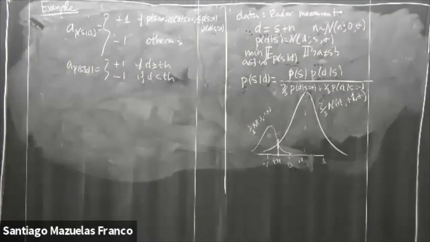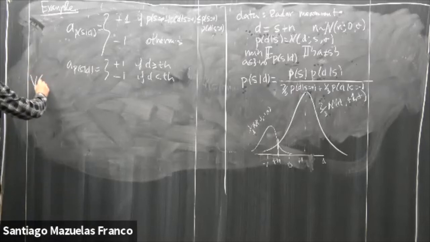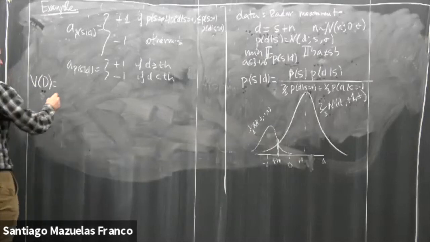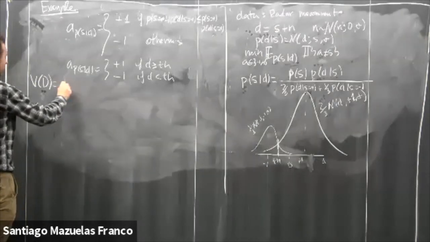Okay, good. So now let's do the value of the data in this case. How valuable is the radar that we have? Well, as we saw at the beginning, if we don't have radar at all, the expected loss of the best decision will be 1/3.